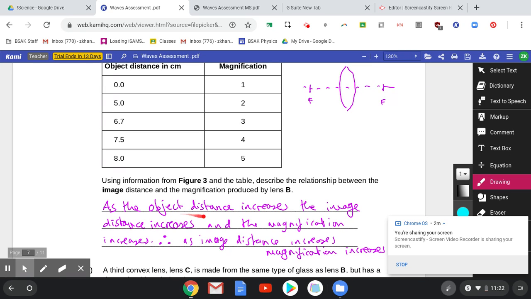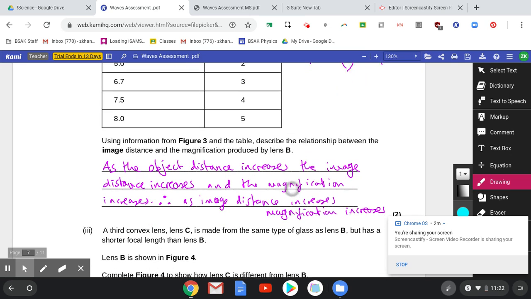So the first statement, link object distance and image distance. So object distance increases, the image distance increases, and then as the image distance increases, the magnification increases.